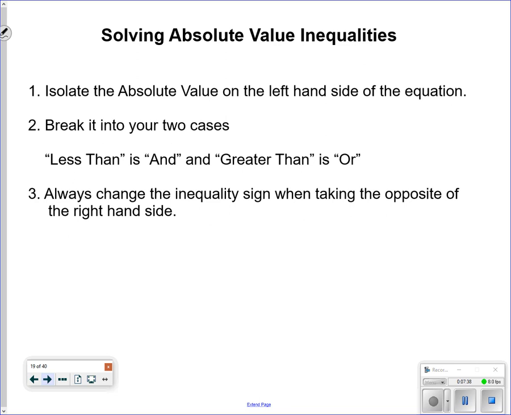Inequalities. All right, so again, you have to isolate the absolute value inequalities. You need to break it into 2 cases. A less than is an and situation. A greater than is an or situation. Always change the inequality sign when taking the opposite or the right-hand side. So when you are dealing with the opposite direction, you must change the inequality symbol.